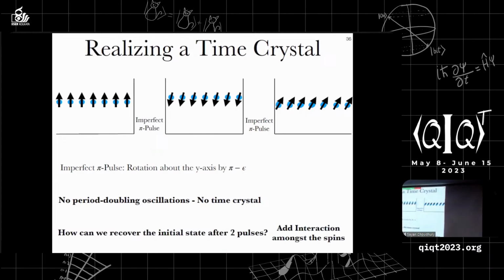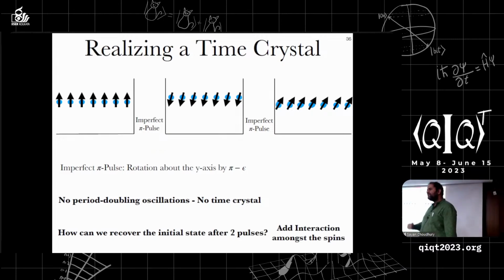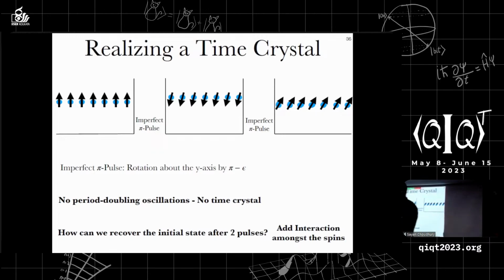But here is the catch: when you are driving an interacting system, generically the system heats up, because you're putting energy into the system via the drive. Normally, if it's a non-interacting system, the system cannot really absorb that energy. But once it has interactions, it can absorb energy from the drive and spread it through the system. So generically, you're going to heat up to a featureless infinite temperature state.